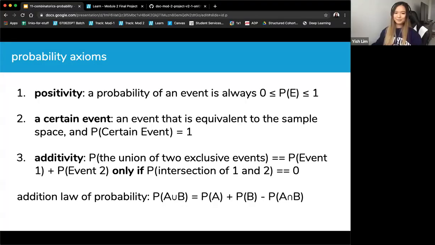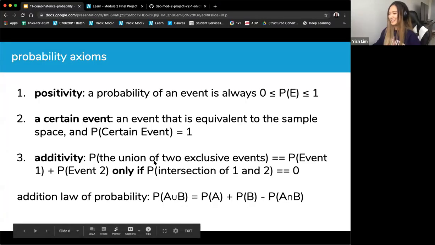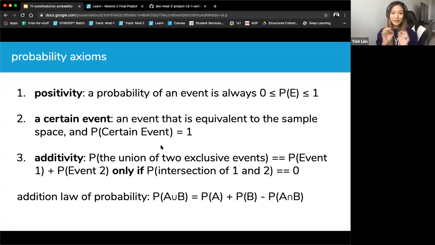So let's go back to these slides. All right. So back here, just to translate all of these mathy terms: the probability of the union of 2 exclusive events is equal to the sum of the probability of each event. So there's 3 parts here. The union of 2 exclusive events is equal to the sum of event 1 and event 2, only if the intersection is 0. So they do not intersect. Cool?